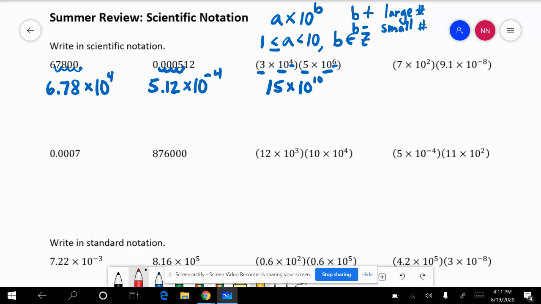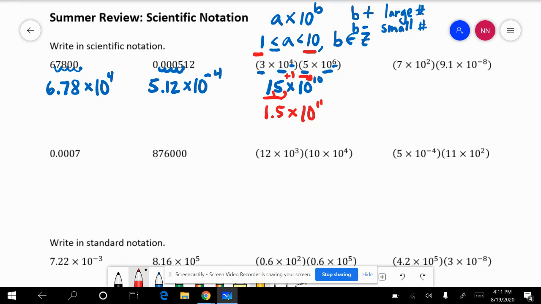Now, this right here is not in scientific notation because 15 isn't between 1 and 10. We need it to be between 1 and 10, so I'm going to put 1.5. That means I'm taking the 15 and I'm moving it over 1. 15 would be considered a large number, so I'm adding 1 to the 10, so that gives me times 10 to the 11.